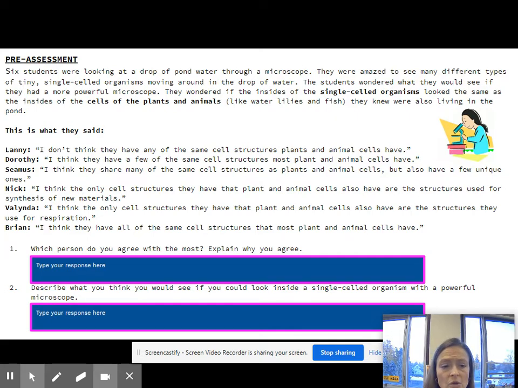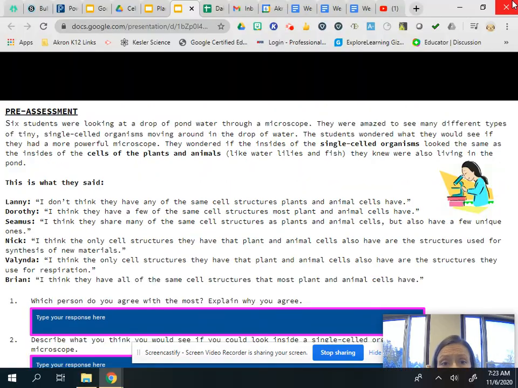So I want you to write down which person you agree with most and explain why you agree. And I know we don't really have too much to base it on except for that paragraph at the top, okay? So we know that they are single-celled, they're tiny, they can move around, okay? So you have to figure out who you agree with, and then tell me why. Number 2 says describe what you think you would see if you could look inside a single-celled organism with a powerful microscope. What do you think you would see? So you're going to write that answer too.